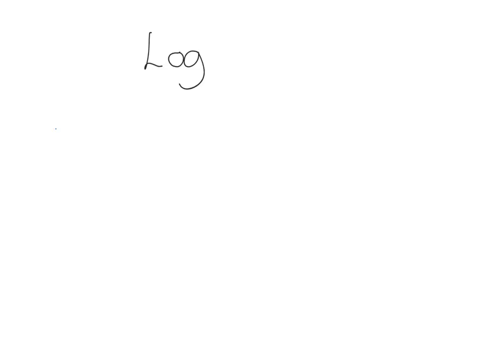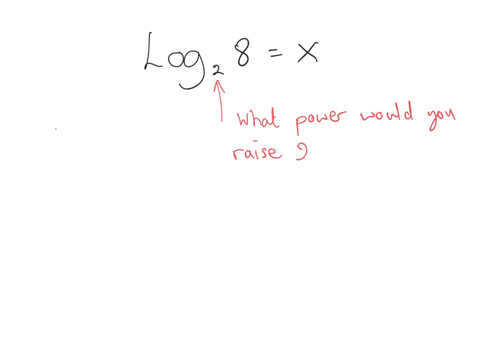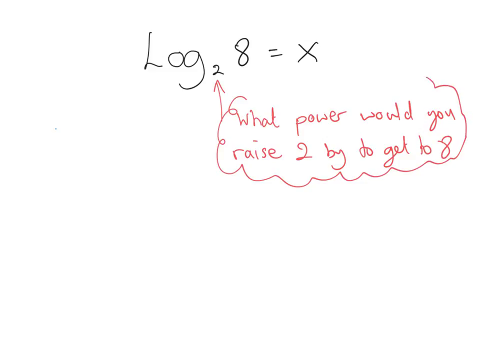Log base 2 of 8 equals x. And what this says is, if you ask yourself in details, what power would you raise 2 by to get to 8. So that's it. Basically what that logarithm is saying: what power would you raise this number by to get to this number? Well, instantaneously, you'd say the answer must be 3, and you'd be right.